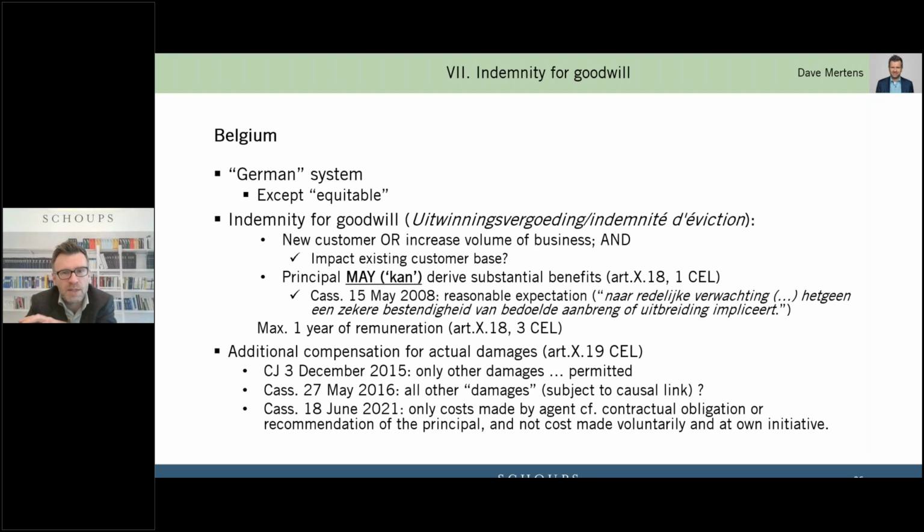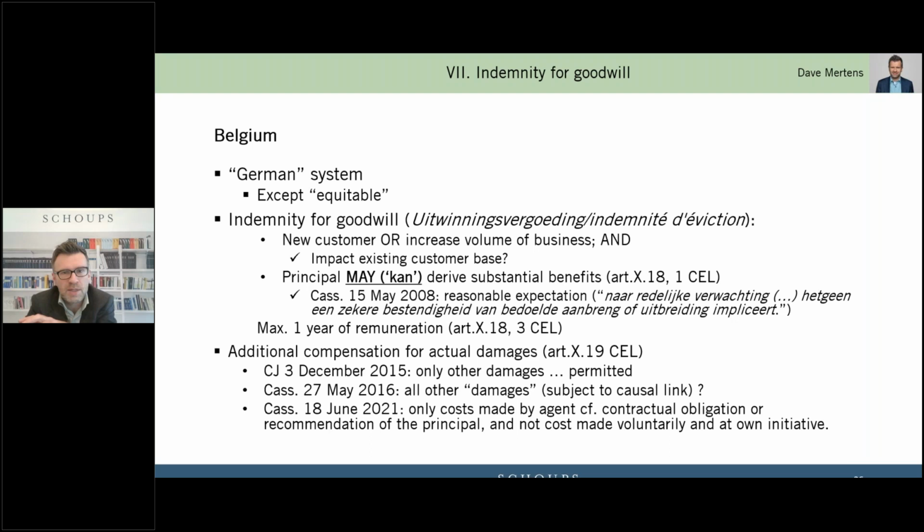Of course, one way of mitigating the damage you may need to pay is to say in advance, if there is an existing client base, to determine what that existing client base is, because the agent will only be entitled to compensation for the customer base generated by the agent's activities.